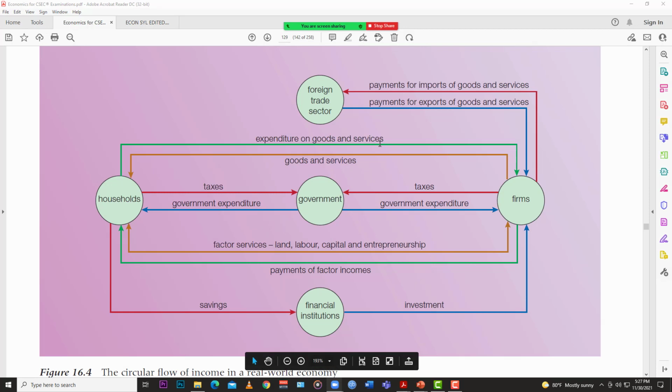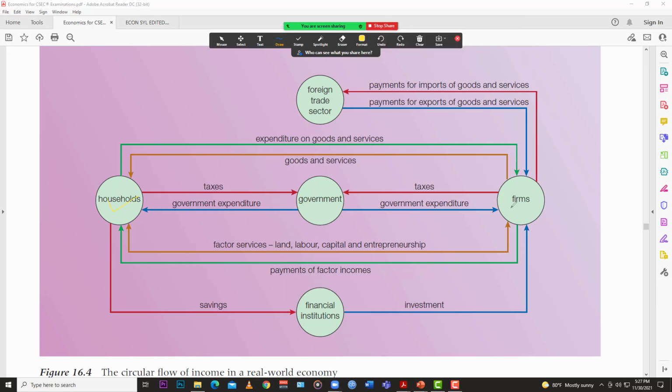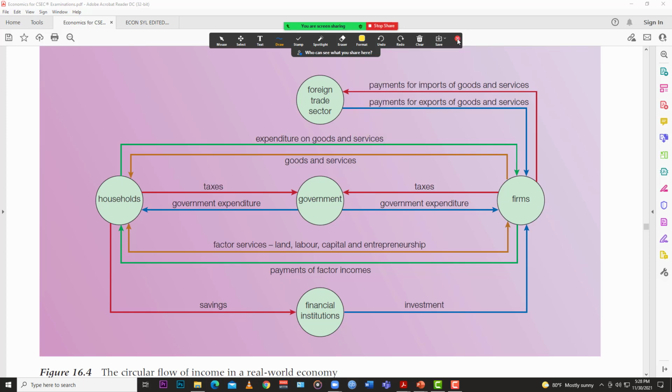So in this real world, you have multiple sectors now, not just the household and firm. Remember earlier, we only had the household and firm. We only had this and this for the closed economy. But now, within the open economy, we're introducing the foreign trade sector, the government, and the financial institutions. They are now involved in the real world circular flow. And so you can see all the arrows pointing to the various flows of incomes. The one in the middle represents basically what we had before. So now we're going to explain this more complicated one.